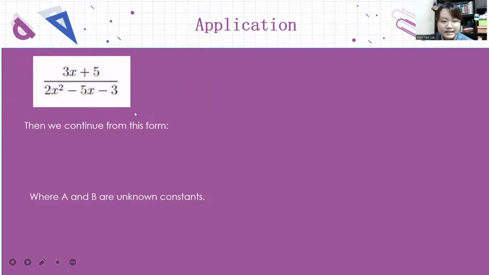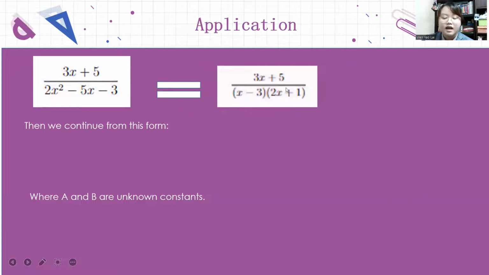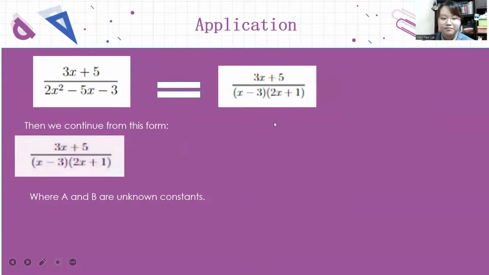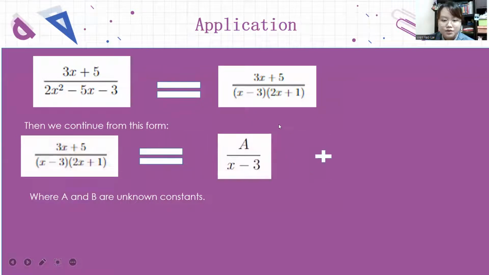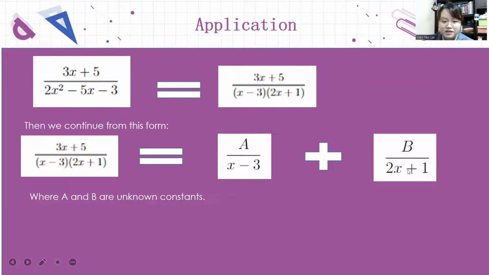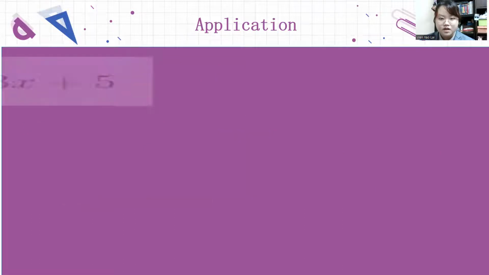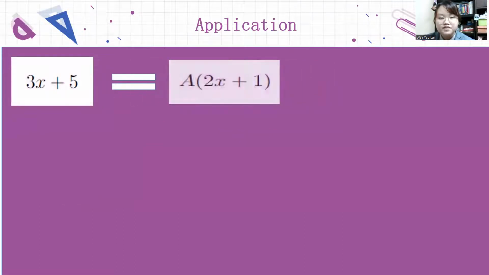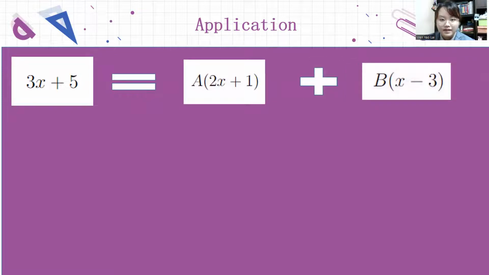For example, this is the question given to us to solve. First, we can factorize the denominator into (x - 3)(2x + 1). Hence, we continue from this form. We can write it as A over (x - 3) plus B over (2x + 1), where A and B are two unknown constants. After that, we multiply both sides of the equation by the denominator of the left-hand side, and we obtain this form.